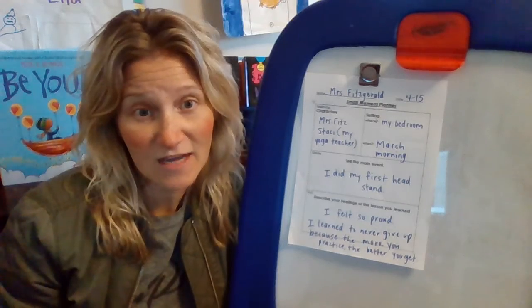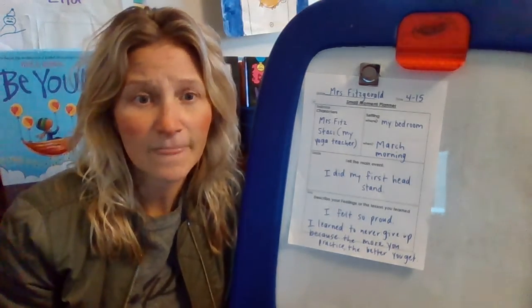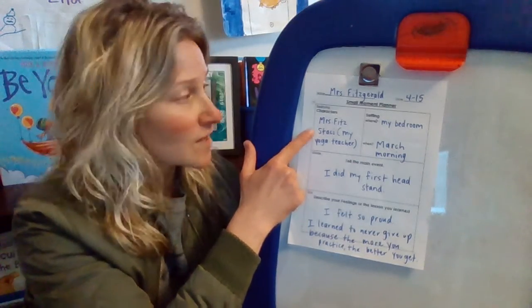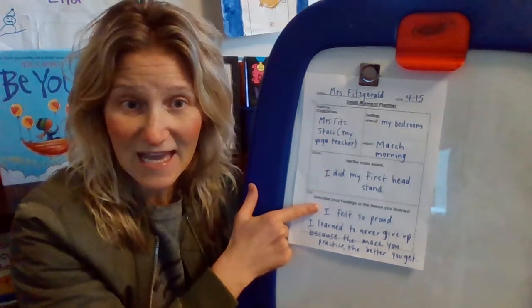Small moments are stories that last between 5 and 10 minutes and make an impact on our lives. They can be things that make us happy, sad, scared, mad, or excited. Yesterday, you completed the small moment planner. Small moments always have a beginning, a middle, and an end.